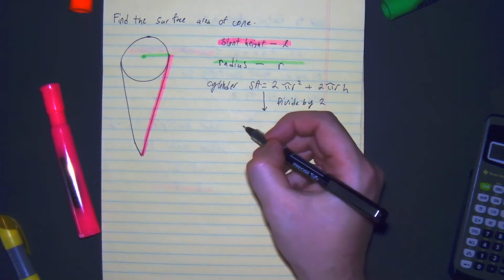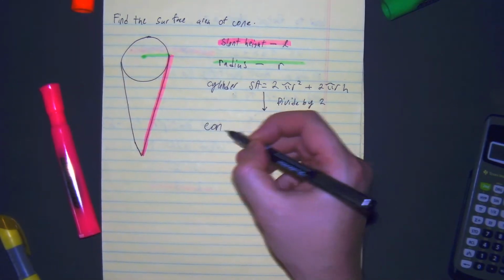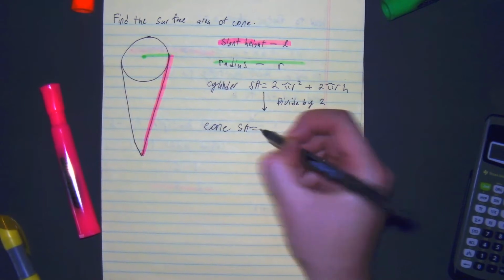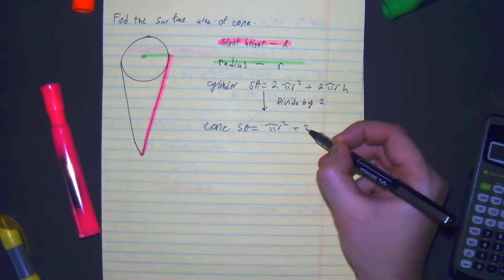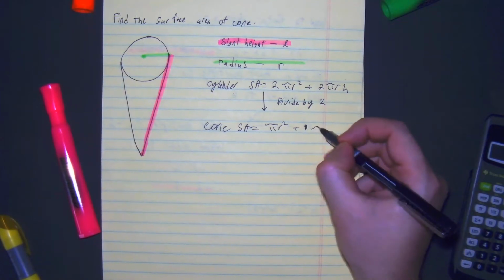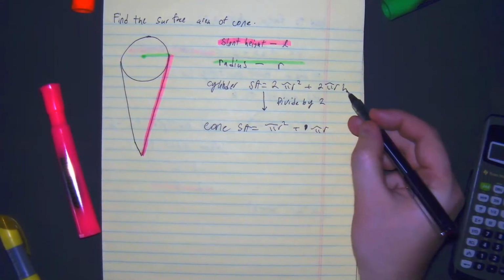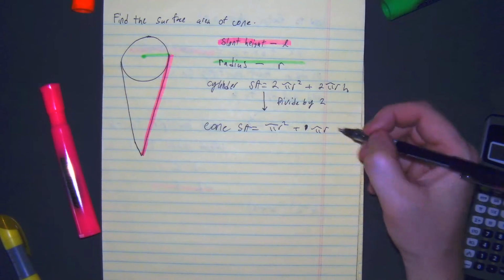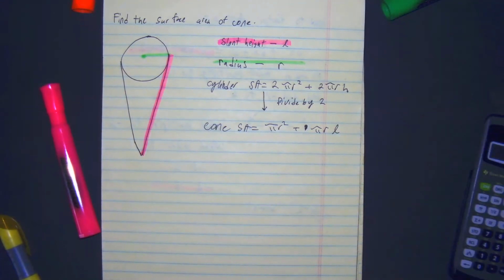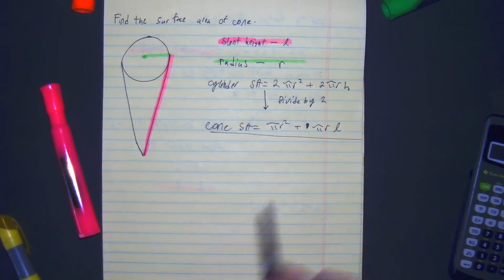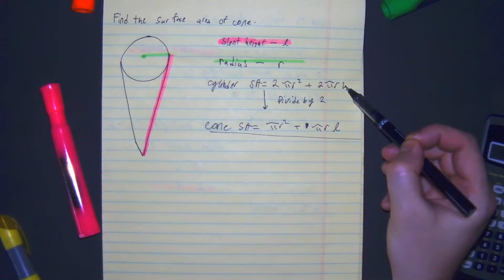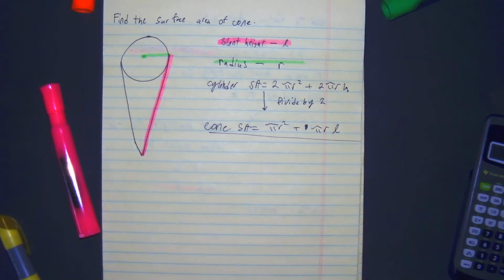So we have the cone surface area is equal to pi r squared plus, not 2, pi r. We no longer have a height, so it's called a slant height. Okay, so this is going to be the cone surface area, and you can see how they're closely related. This has 2 circles, so it's 2 times the number, 1 circle, so we don't use that.